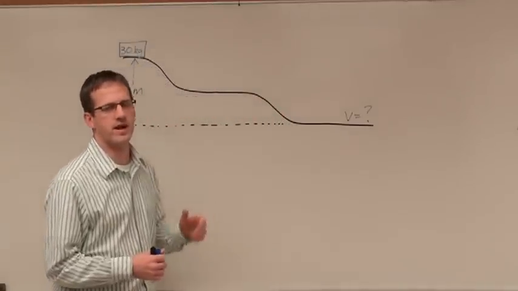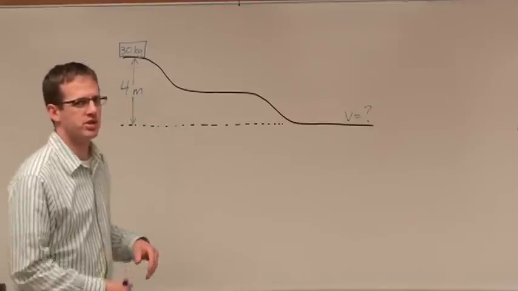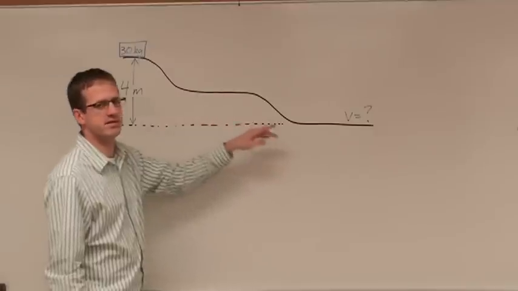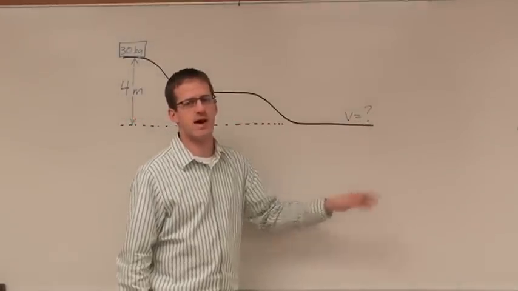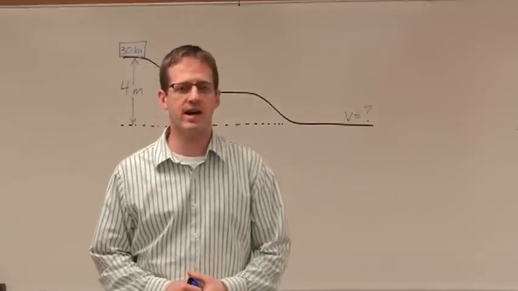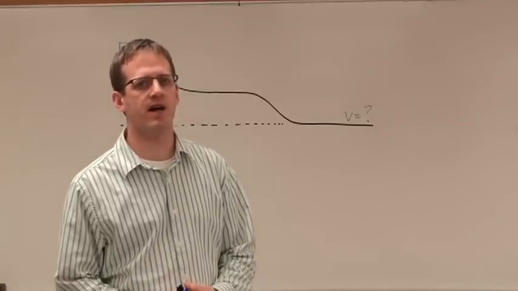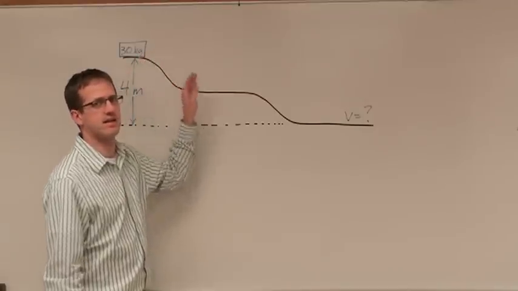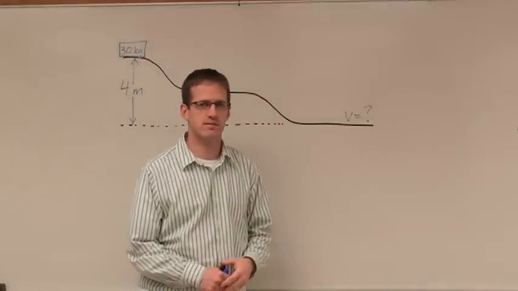On the board here, I've got a sample problem that shows a box of 30 kilograms going down a couple of hills, and we can find the velocity at the bottom. So what I'd like you to do right now is take a second to find that velocity. What would the velocity be of this box at the bottom of the two hills?